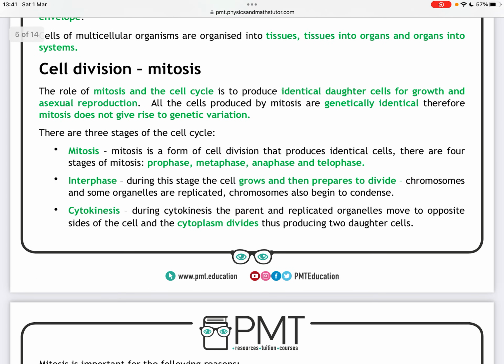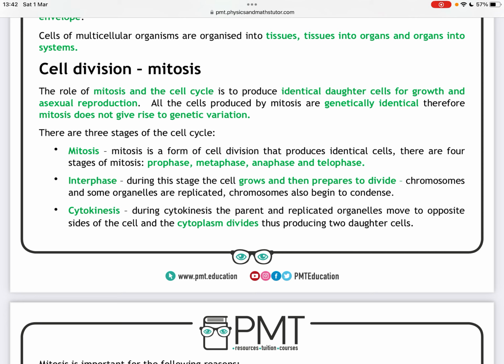Cell division by mitosis. The role of mitosis in the cell cycle is to produce identical daughter cells for growth and asexual reproduction. All the cells produced by mitosis are genetically identical. Therefore, mitosis does not give rise to genetic variation. There are three stages of the cell cycle: mitosis, interphase, and cytokinesis. Mitosis is a form of cell division that produces identical cells. There are four stages of mitosis: prophase, metaphase, anaphase, and telophase.